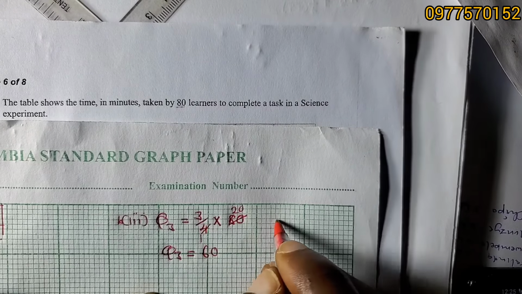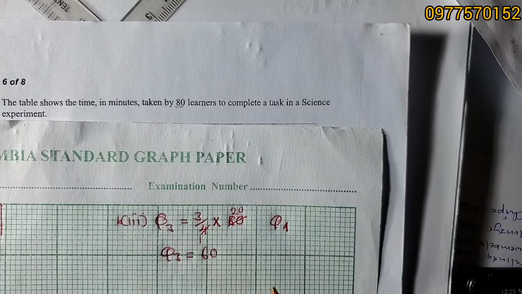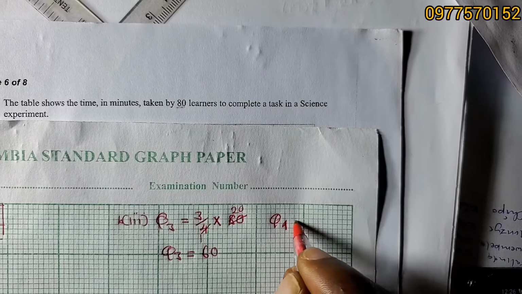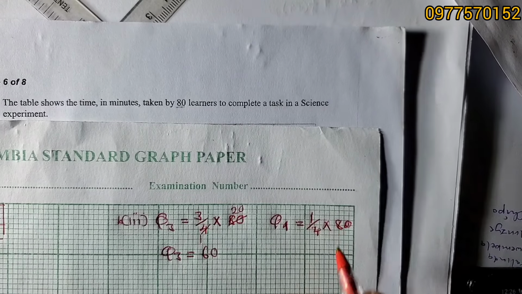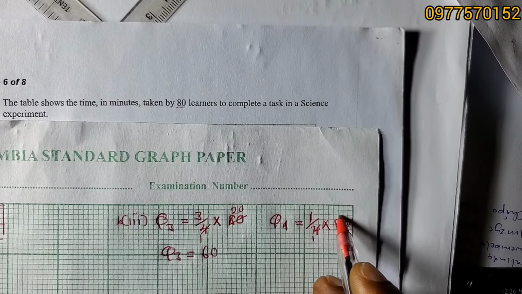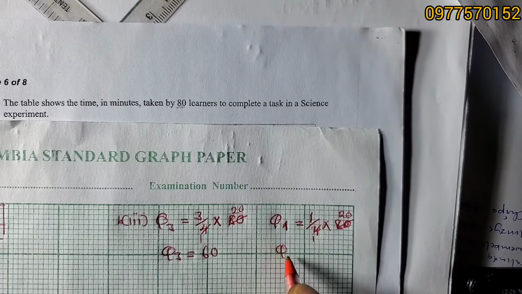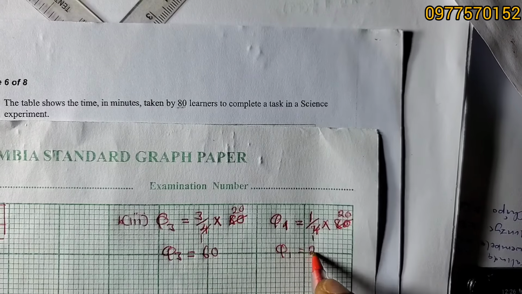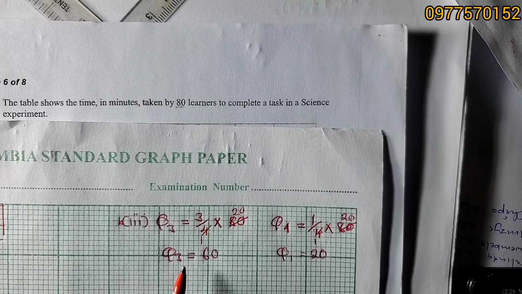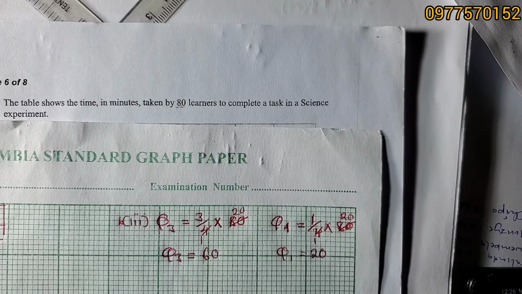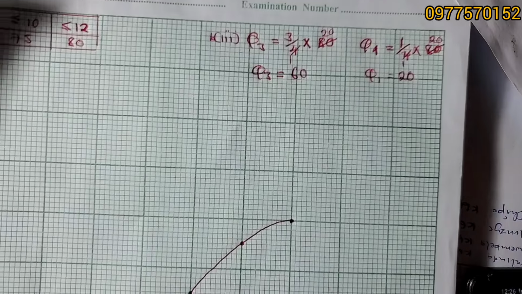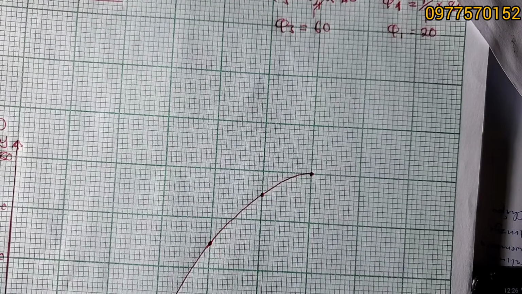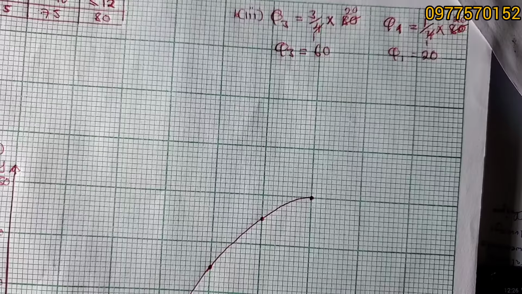We should also find the lower quartile. Lower quartile is 1 over 4 multiplied by total frequency, which is 80. So 4 into 80, 20. So Q1 is 20. Now, we're going to use these two to find the interquartile range, then the semi-interquartile range. Are we together? Very good. So Q3 is 60.